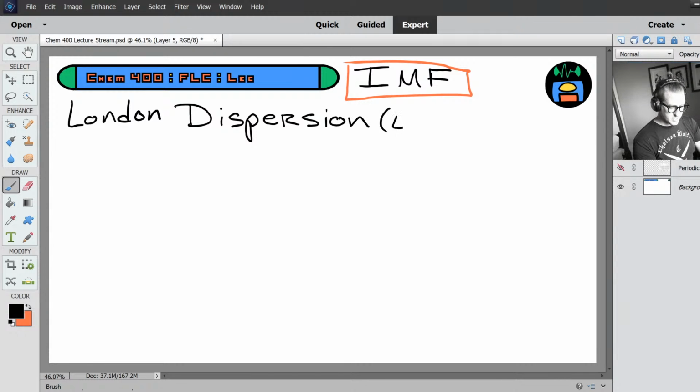All right, otherwise known as LD, is the abbreviation that I'll be using. So let's talk about London dispersion forces. All right, now, what are London dispersion forces?